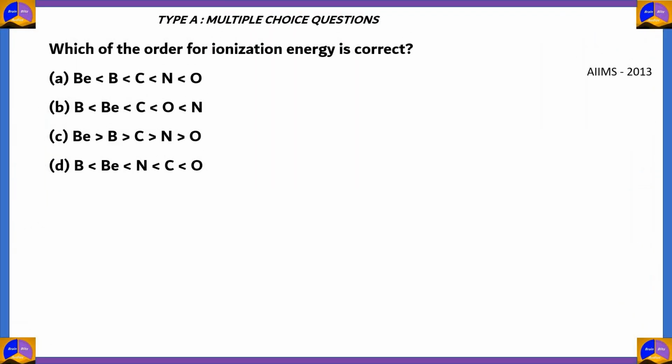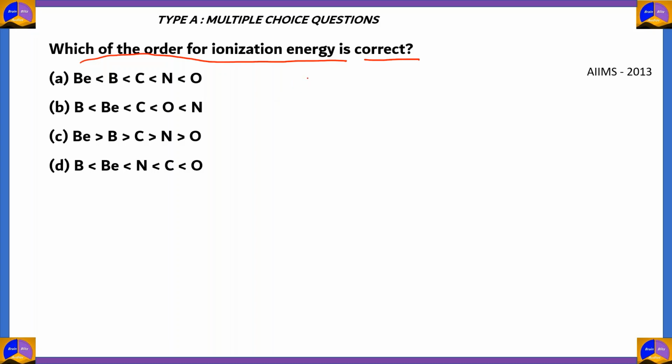Now, let's look at this question. Which is the order for ionization energy that is correct? So which of these ionization energy orders is correct? We have an order of elements, essentially boron, beryllium, carbon, nitrogen, and oxygen. We need to find out which order for these 5 elements is the right order for ionization energy.